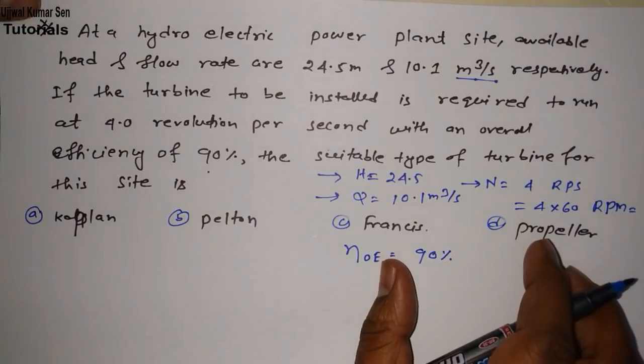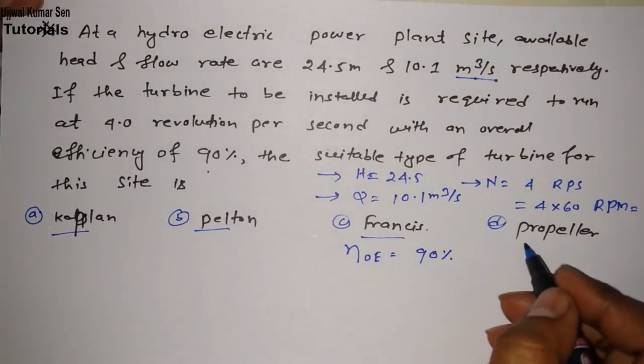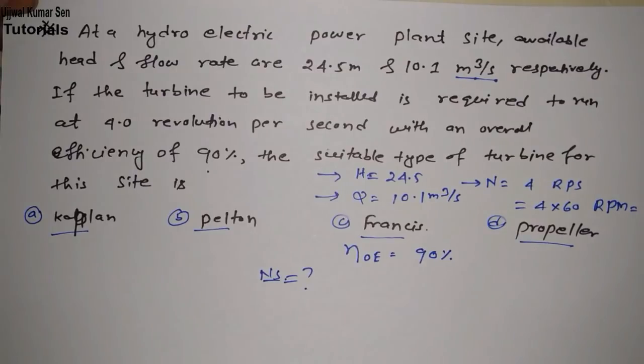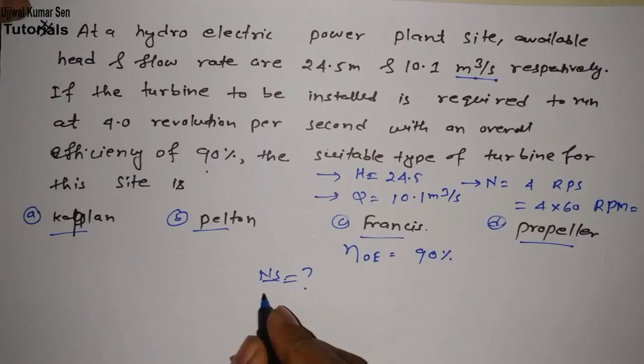Based on this data, what we exactly need to tell is what type of turbine this system is working with. For that we have to find out the specific speed Ns. Based on the head alone we cannot say, because based on head it would be Kaplan or even propeller turbine, but it's not based on that. So first we have to find out Ns.